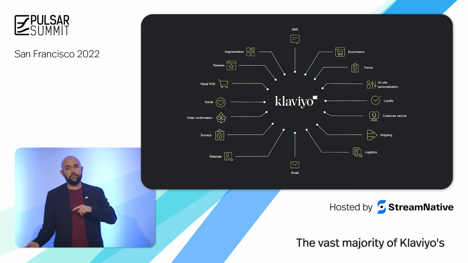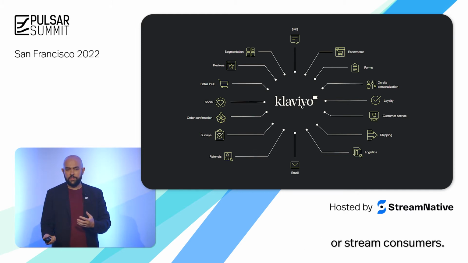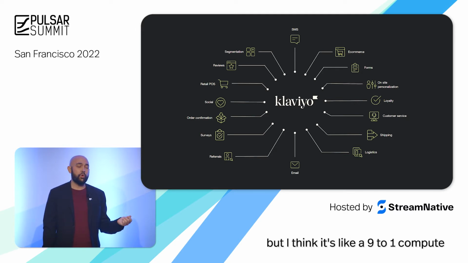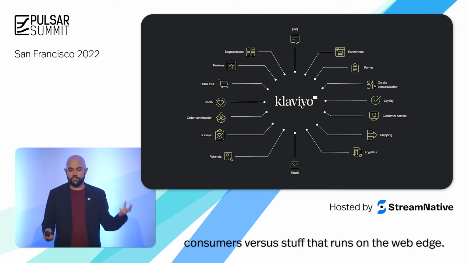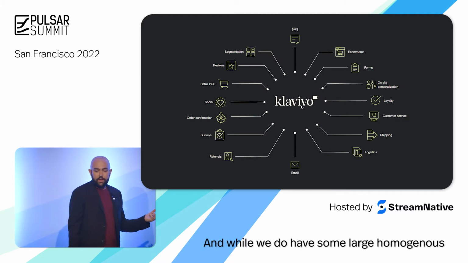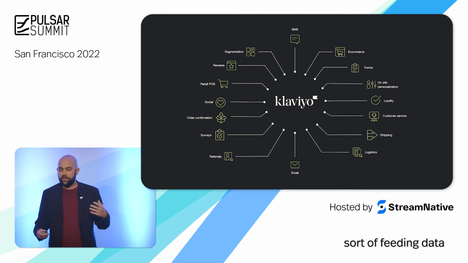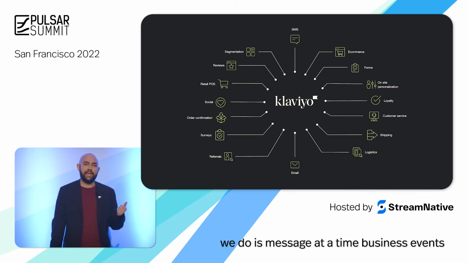The vast majority of Klaviyo's compute is in queue consumers or stream consumers. The minimal amount of our code is actually in the web tier, and we've got a great web application. We like it very much, but I think it's like a 9-to-1 compute ratio at Klaviyo of stuff that runs in queue consumers versus stuff that runs on the web edge. And while we do have some large homogeneous bulk data shippers in those queue consumers, feeding data lakes or warehouses, et cetera, the vast majority of the processing we do is message-at-a-time business events.